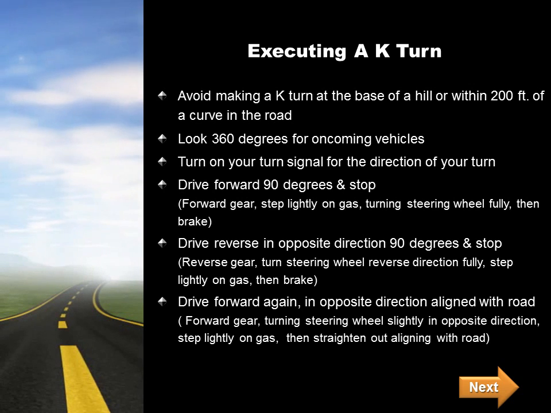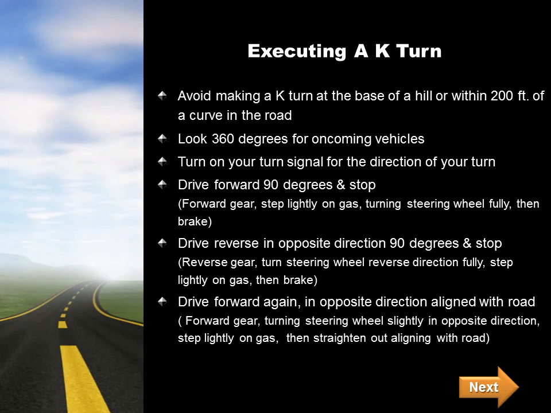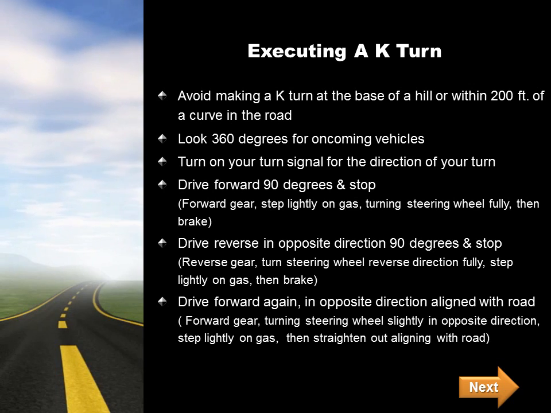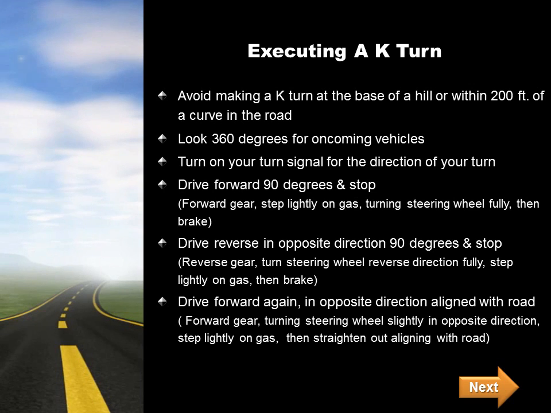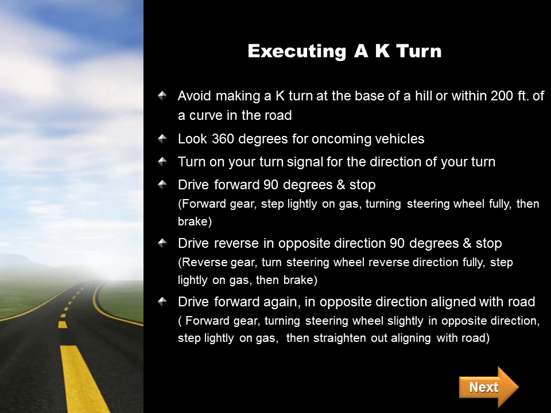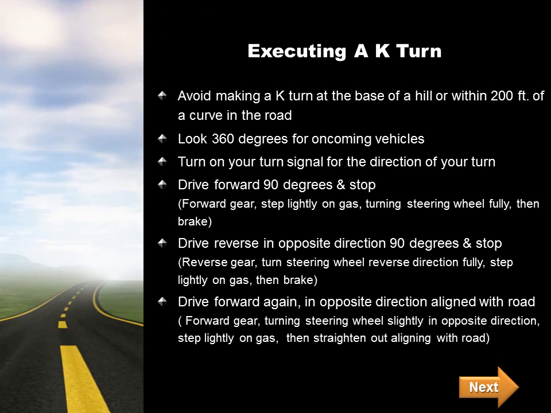Drive forward slowly again, turning slightly in opposite direction, then align the car with the roadway in the direction of travel. Put car in forward gear, turning the steering wheel in the opposite direction again, step lightly on the gas, and then straighten it out with the roadway. Please watch the video on screen to see a successfully executed K-turn.